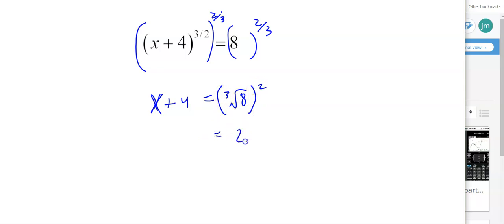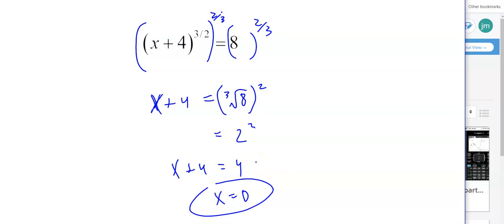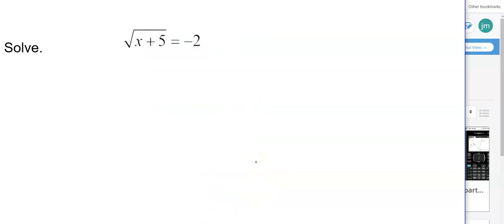So the cube root of 8 is 2. 2 to the second power is 4. That's nice. Subtract 4, you get x equals 0. Just make sure that works. Yep, that works. You can always plug it in to make sure. For both sides, this was not too bad, actually. It's kind of a welcome relief.